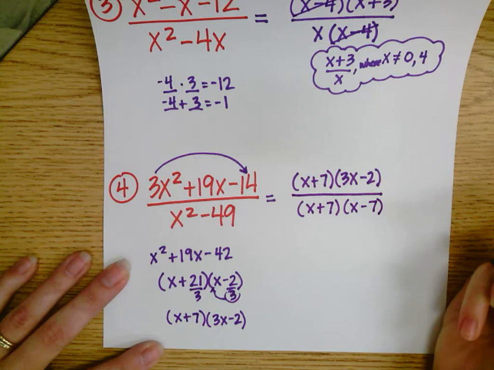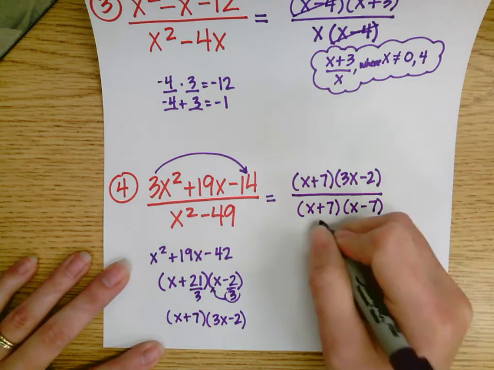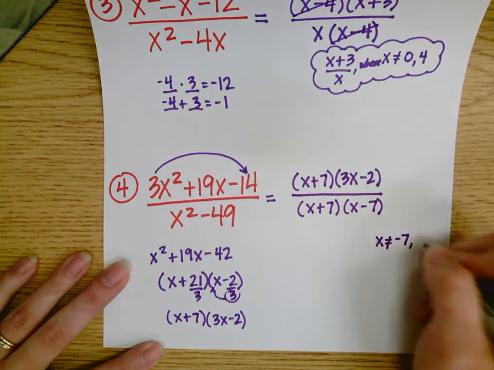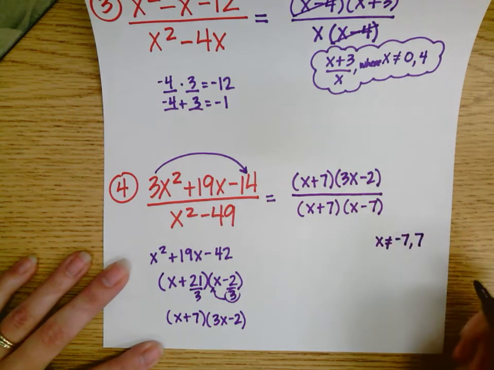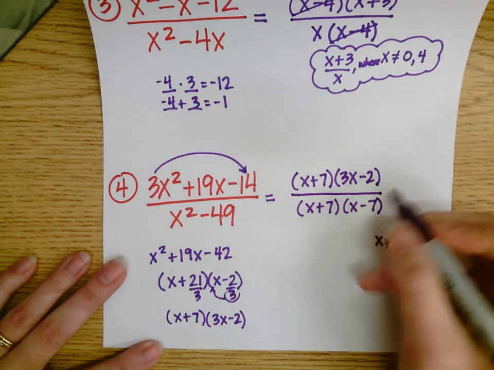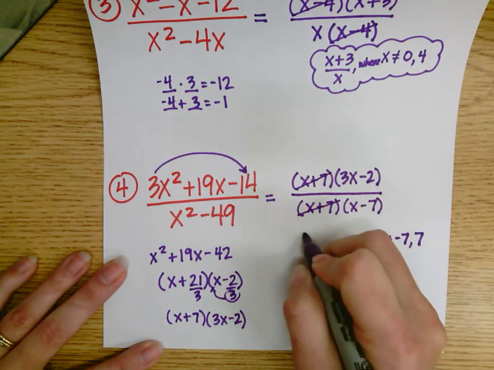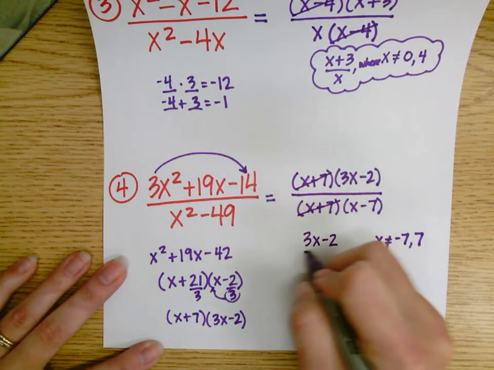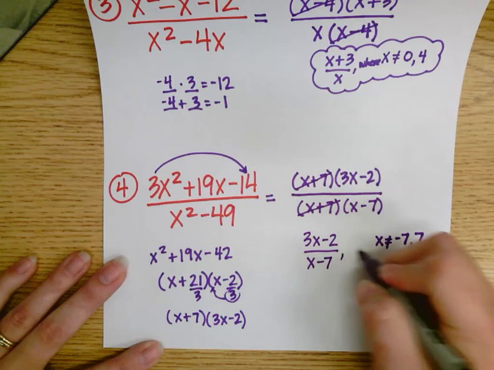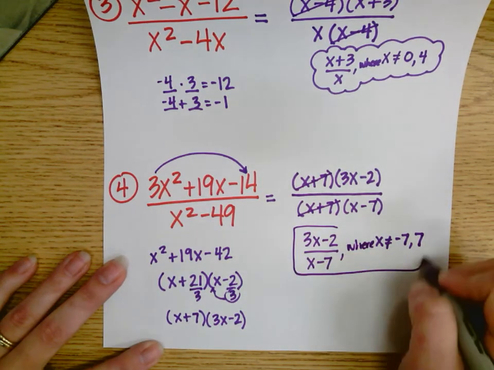Alright, so let's state our restricted values. X is not allowed to be negative 7 or positive 7. The order doesn't matter here. It doesn't have to be least to greatest, but I know in the last example it seemed like it. Just as long as you get all of them in there. Alright, and so 3x minus 2 over x minus 7 is our answer. And then we've got our restrictions, and so we are done.